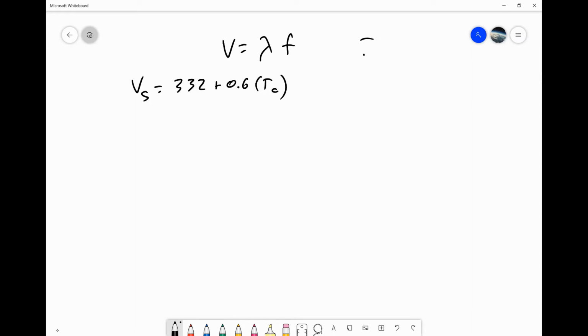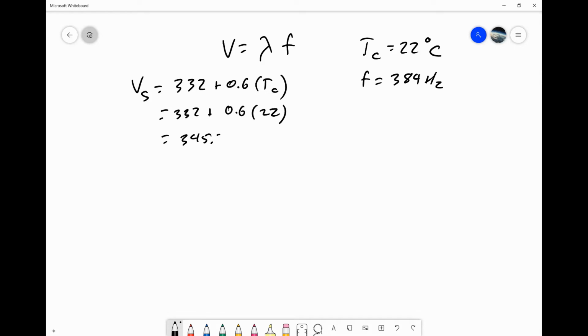Now we know the temperature in the room, we can measure that. We know the temperature in here is 22 degrees Celsius, and we also know the frequency of this tuning fork is 384 Hertz. So let's go ahead and start plugging in. 332 plus 0.6 times 22, and what we find is that we have a speed of sound of 345.2 meters per second.